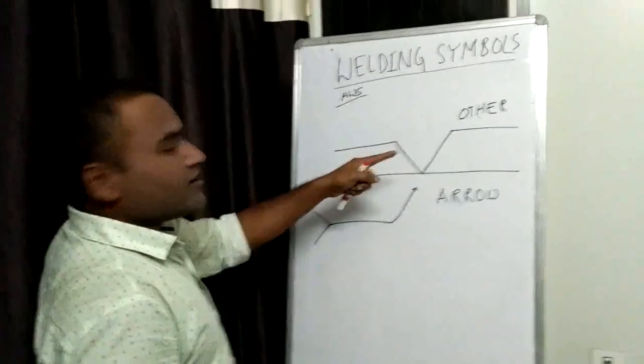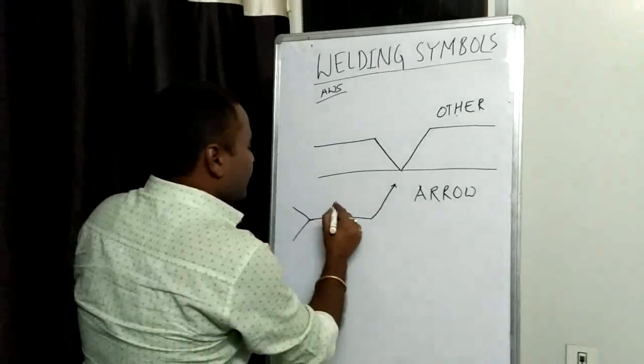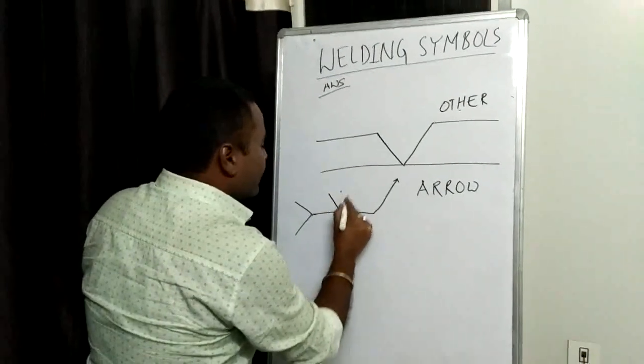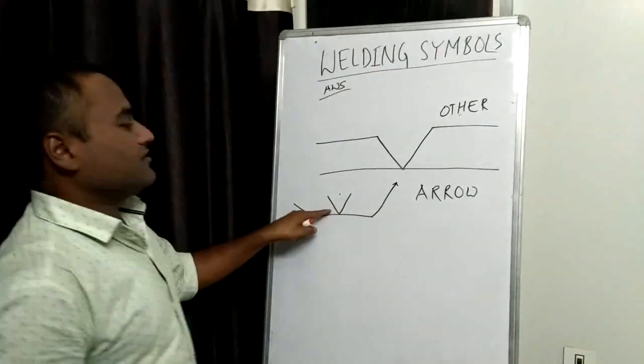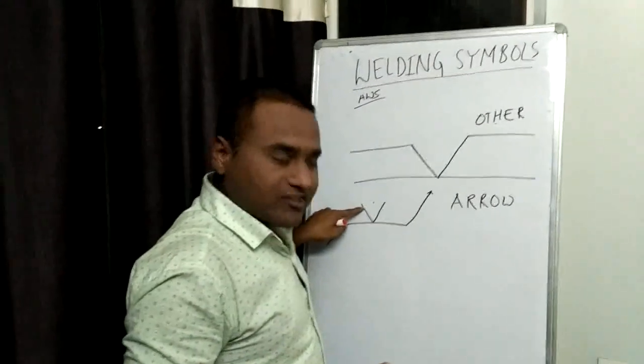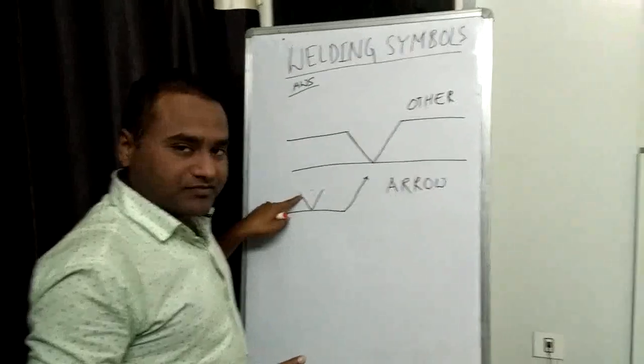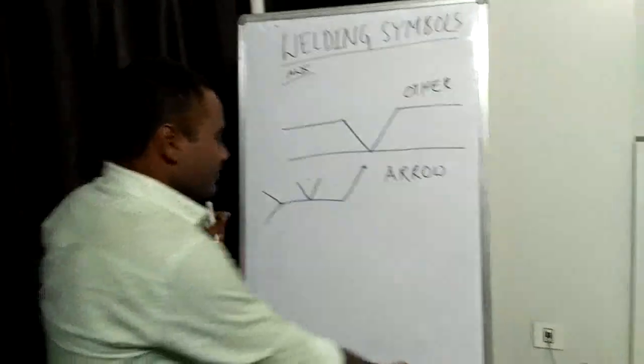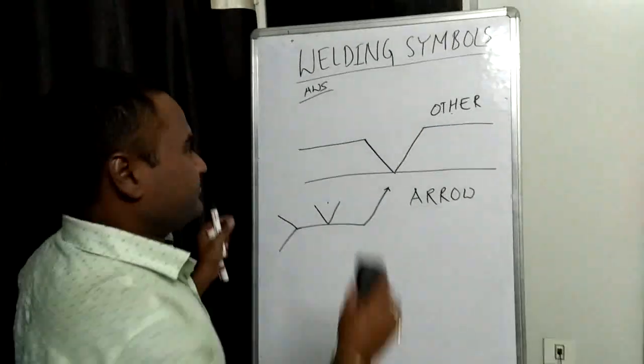So, for other side, we have to give the symbol above the reference line. I hope this is clear to you. Now, we'll take some more examples.